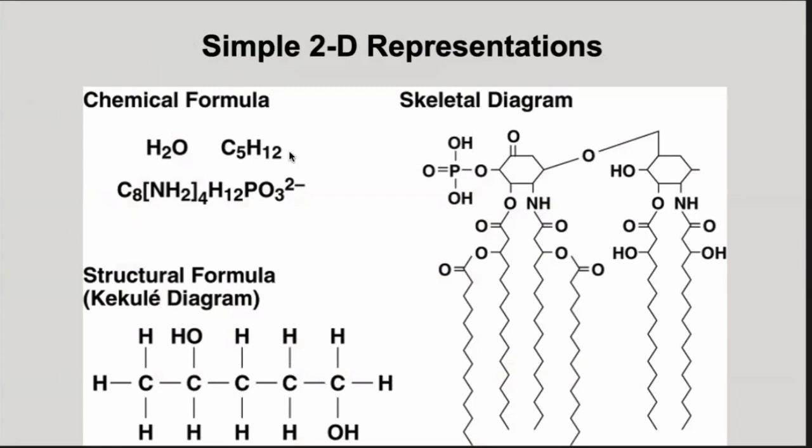Even something as simple as a chemical formula, in a sense, is a way of representing some physical property of a molecule. What the chemical formula tells us is the relative proportions of the different kinds of atoms that make up a particular molecule. So we know that H2O means it's a molecule that consists of 2 atoms of hydrogen and 1 atom of oxygen. And C5H12, that would be pentane. That's 5 atoms of carbon and 12 atoms of hydrogen.